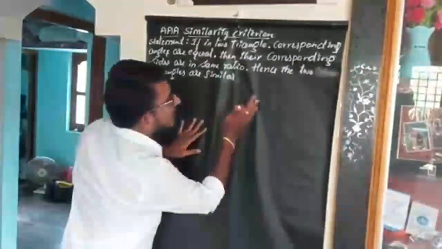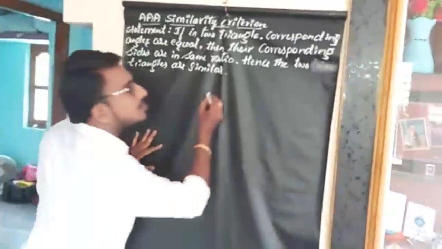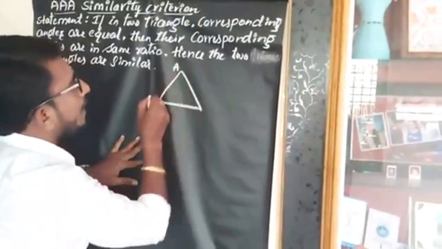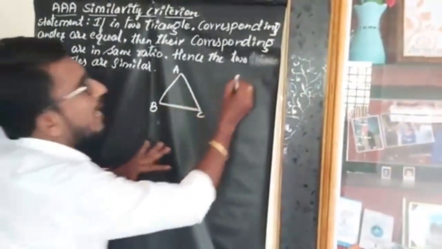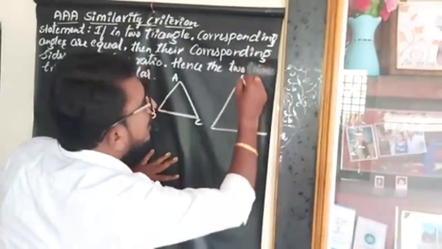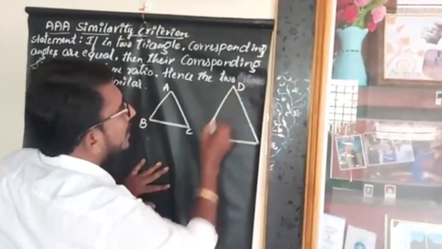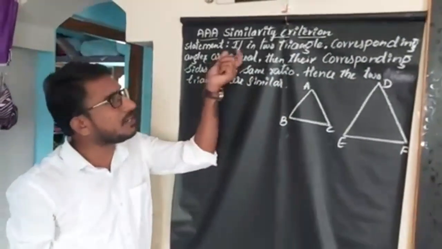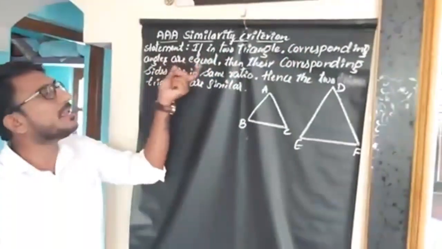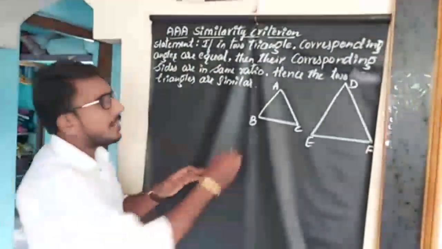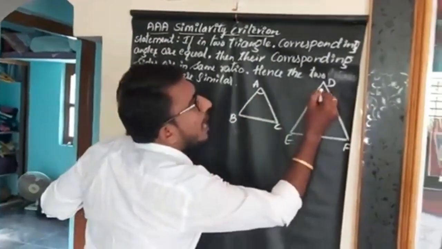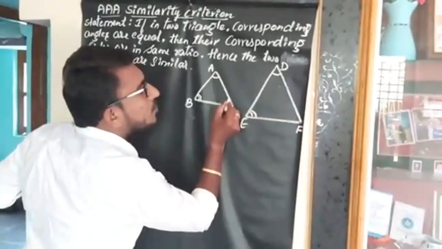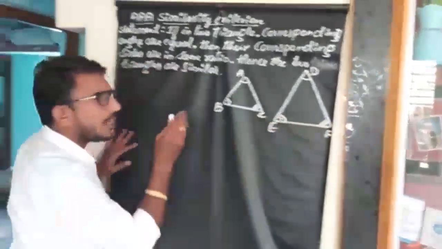So let us consider that two triangles are given. I will draw two triangles. Let us say the triangle ABC and one more triangle that I consider as DEF. In the statement itself it is given that the two triangles have corresponding angles equal. That means angle A is equal to angle D, angle B is equal to angle E, and angle C is equal to angle F. This is the given data.